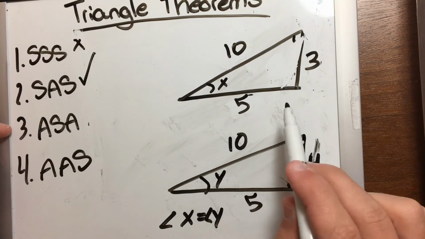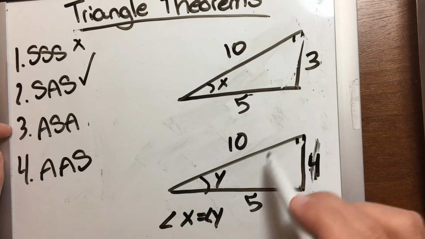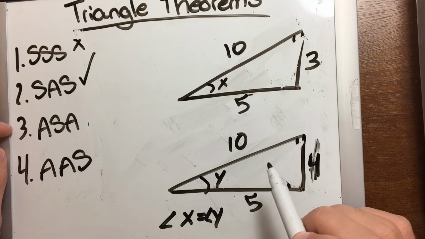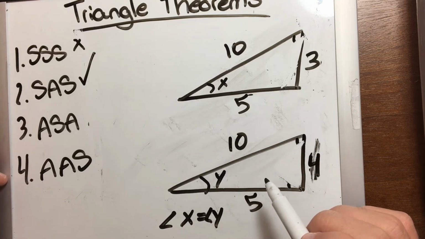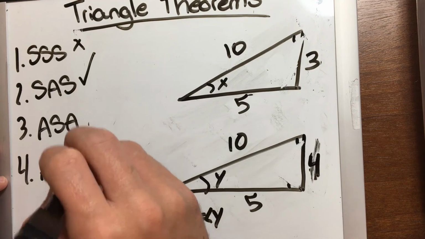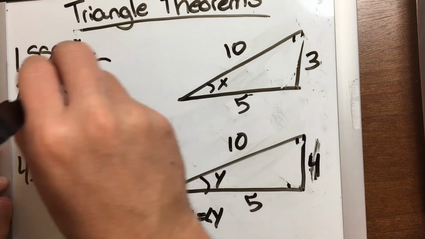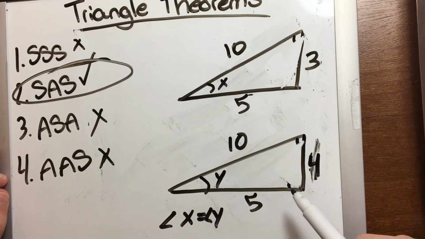Angle, side, angle. Well, I don't see two angles on either triangle, so that can't work. And the same goes to number 4. So this won't work either. So here we have side, angle, side.